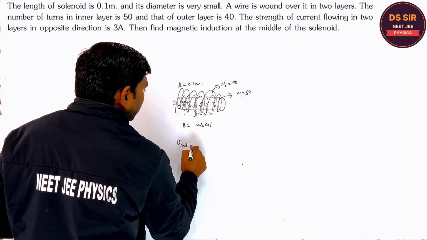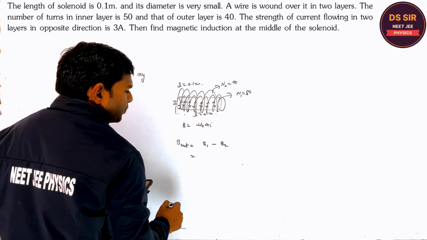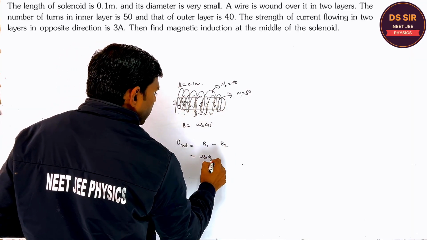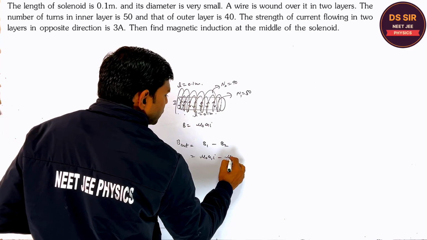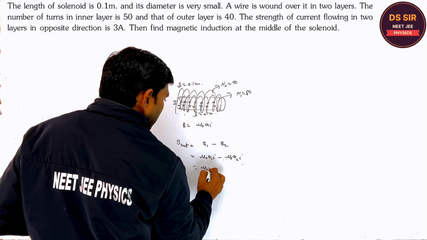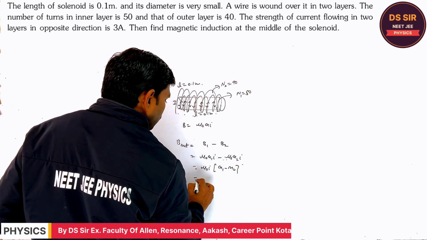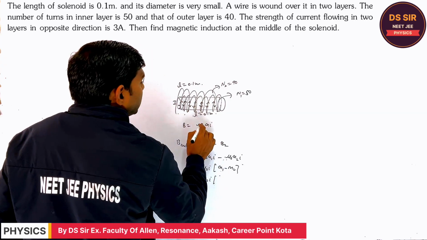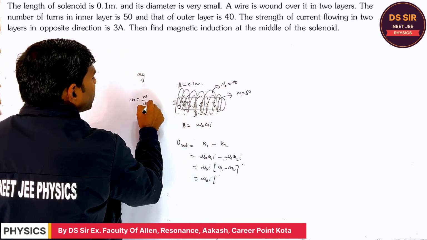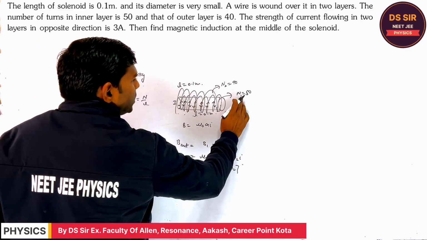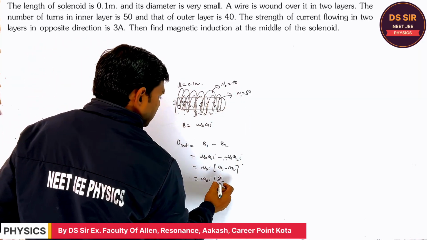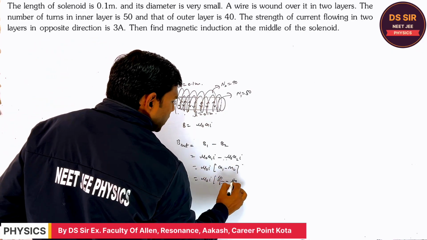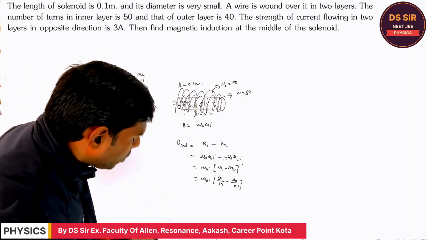So the net magnetic field, you may write B1 minus B2. The current is the same. Mu naught n1 I minus mu naught, say, n2 I. So it is mu naught I times n1 minus n2. What is n1? Small n is the number of turns per unit length. You will remember this. So n1 is 50 divided by length. What is n2? 40 per unit length. Is it clear or not, you tell?